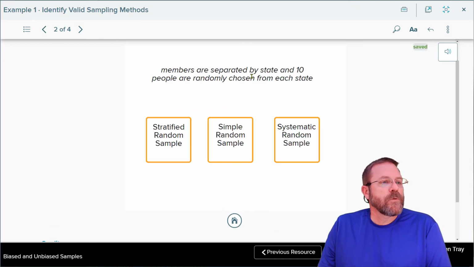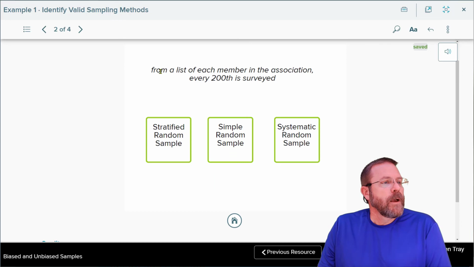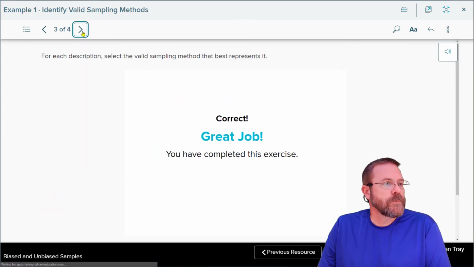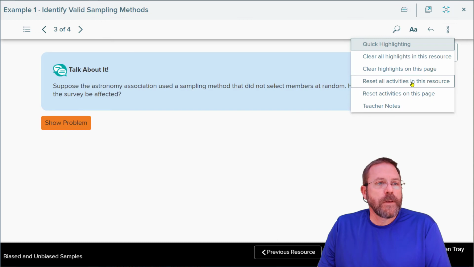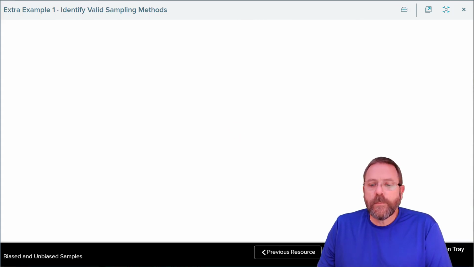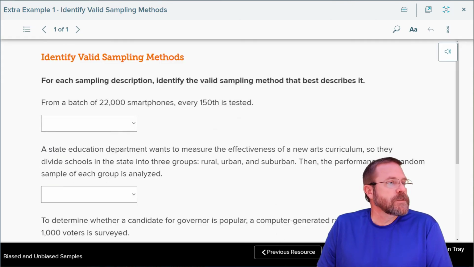Next, members are separated by state, and 10 people are randomly chosen from each state. That is going to be your stratified, I believe. Yep. And then finally, on the list of each member, every 200th member is surveyed. That's going to be your systematic random sample. Pretty easy stuff to do there. We're going to move on to the next one, which is going to be extra example number 1, which you're going to pause the video and work on your own right now. Identify valid samples. Go.